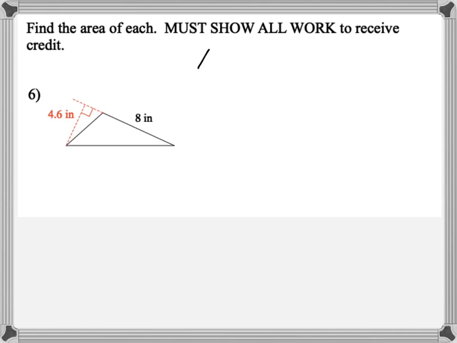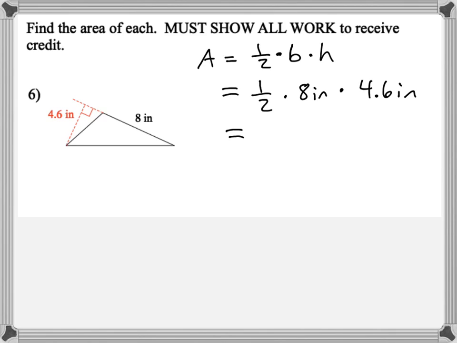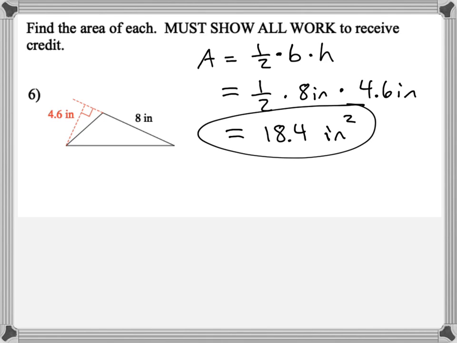Again, showing all our work, so area is equal to 1/2 times the base times the height. We have the two pieces of information we need in this diagram, so we can plug in 1/2 times my base, 8 inches, times my height of 4.6 inches. Now we just multiply it out. Once we multiply the 1/2, the 8, and the 4.6, we end up at 18.4 inches squared. Let's look at another example.